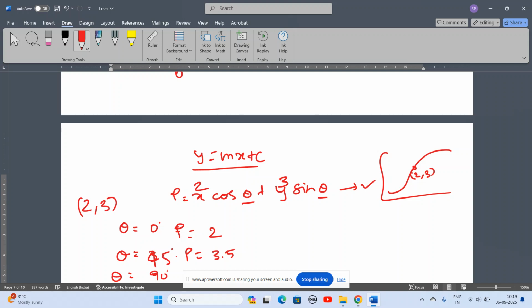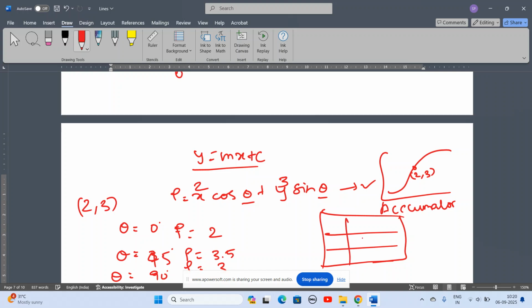If I take 90 degrees, so 2 into cos 90 plus 3 into sin 90, I'll get some other value, 3. So what we are going to do here is take a 2D matrix. This is known as the accumulator array, a 2D matrix. For the point 2 comma 3, the theta value and rho value are mapped into the matrix. If the theta value is 0 and the rho value is 2, I'm going to make one node, a bin here.